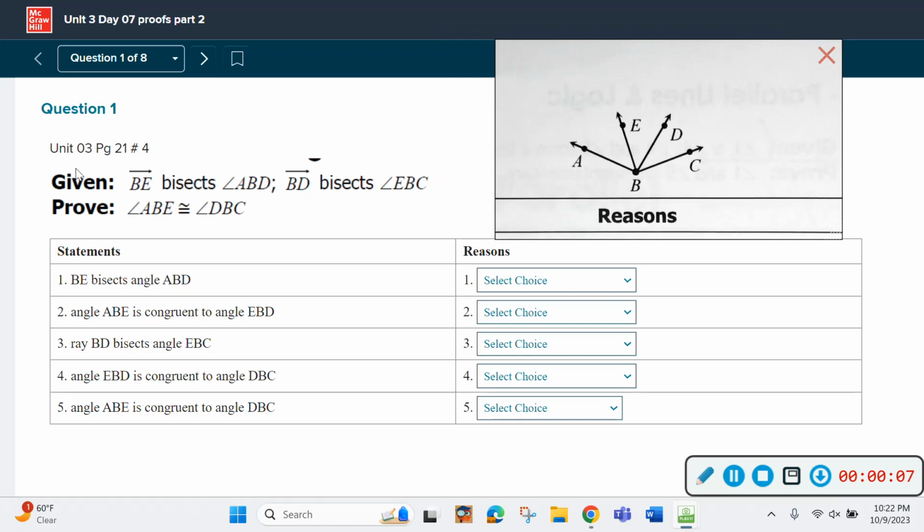Proofs. All right, let's get started. So we're on page 21, number 4. The first thing we always want to do is our givens and what they feed into, and the last thing we want to do is what we're trying to prove.